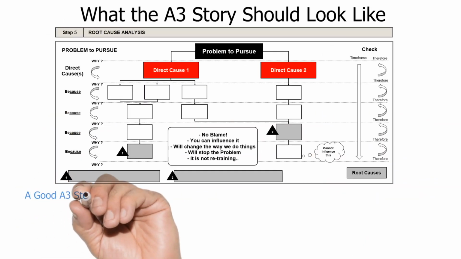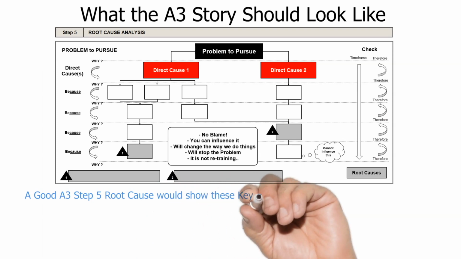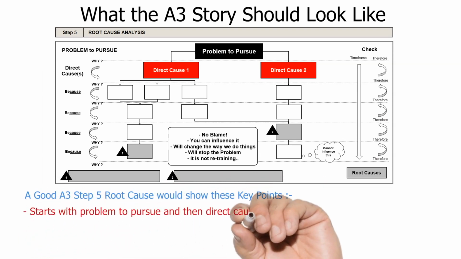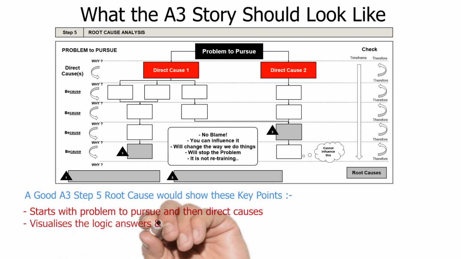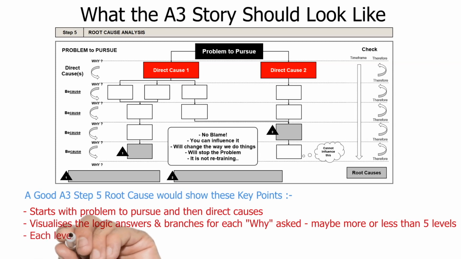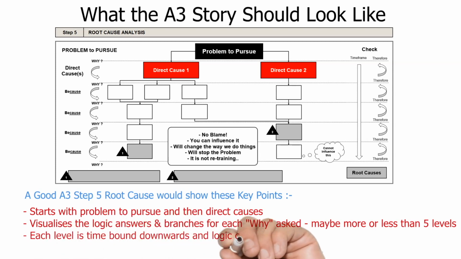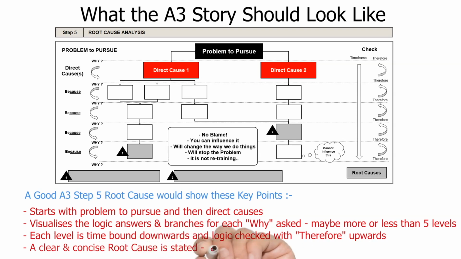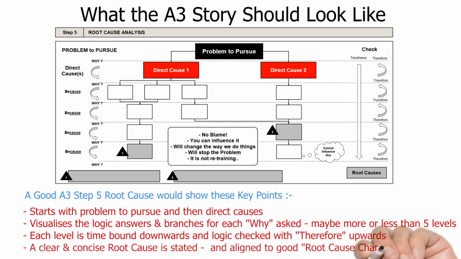What the A3 story should look like. A good A3 step 5 root cause will show these key points. Starts with the problem to pursue, then the direct causes. Visualizes the logic and answers and branches for each why asked, maybe more or less than 5 levels. Each level is time bound downwards and logic checked with therefore upwards, and a clear and concise root cause is stated and aligned to good root cause characteristics.